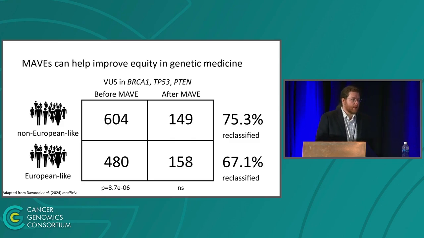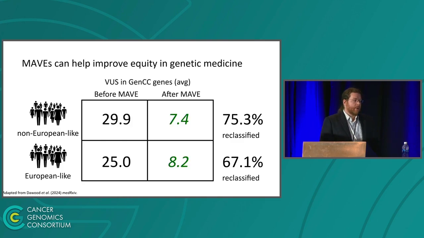In this table, I'm showing you the number of variants of uncertain significance in BRCA1, P53, and PTEN, which are the ones I showed you in that previous study where we reclassified a bunch of variants. If you don't apply functional data, there's a highly statistically significant difference where people of non-European-like ancestry have many more variants of uncertain significance than people of European-like ancestry. But if you have saturation mutagenesis data, that difference is no longer significant, because it works against a lot of these ascertainment-based issues that are driving this inequity. So we can reclassify many more. Another way to look at this is that we are successfully reclassifying many more variants in non-European-like individuals.